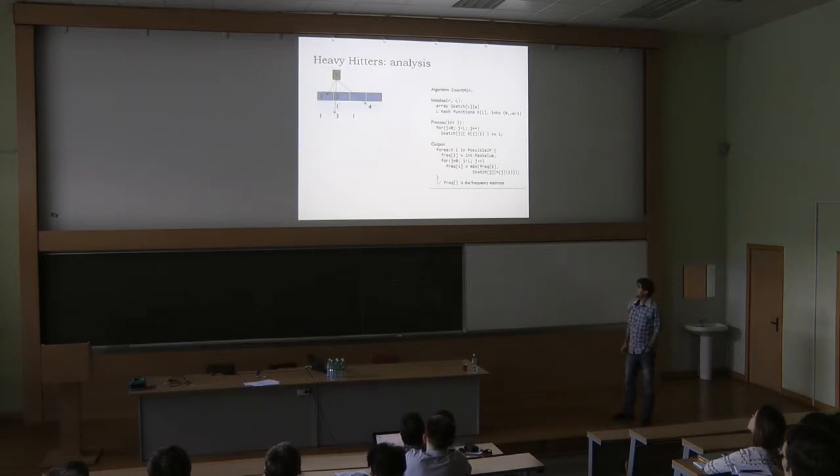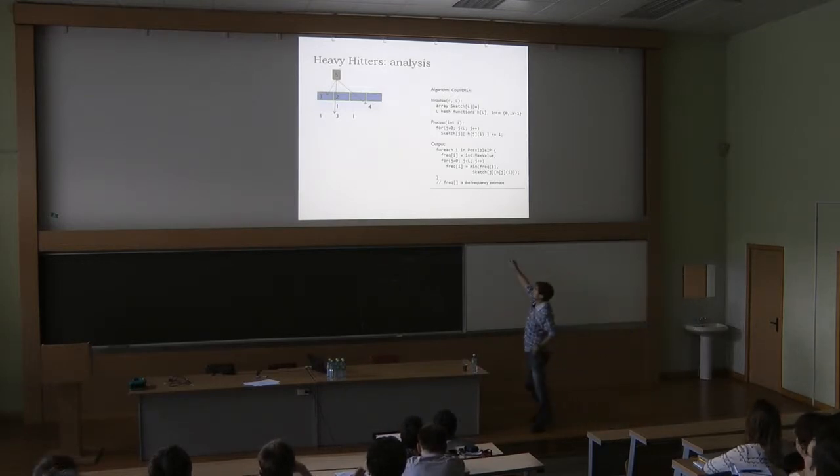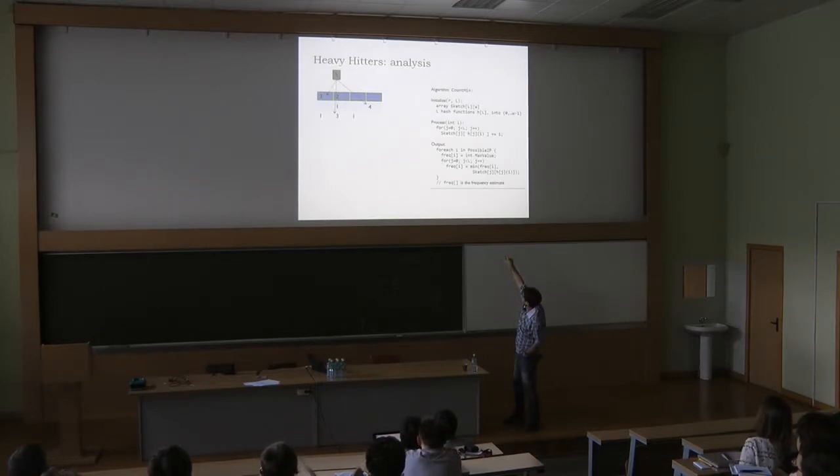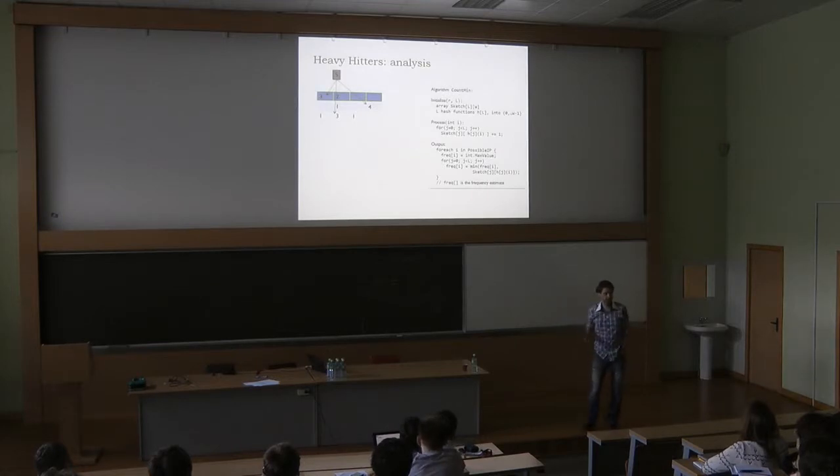Okay, analysis. Let's look at some element 5. We want to look at this minimum. We take element 5 and compute some approximate frequency of this 5. We take a look at all these three cells and take the minimum of them. Somehow we want to argue that this minimum is approximately equal to the right frequency.